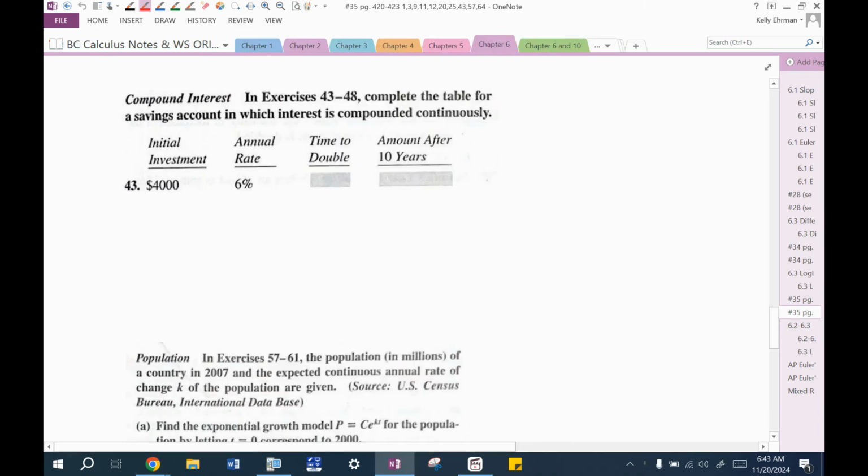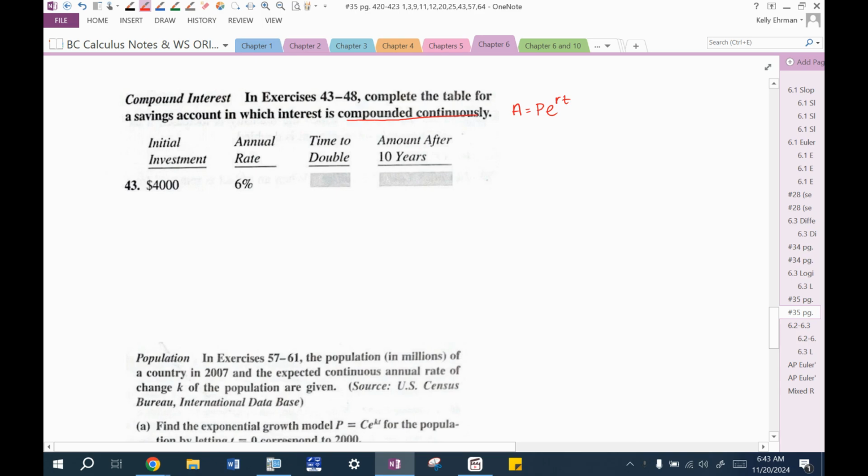All right, for the last few questions on homework 35, these are all calculator problems. So this says, complete the table for a savings account in which the interest is compounded continuously. Something you need to remember from pre-calc is that the amount in the account will be equal to the principal times e to the rt.